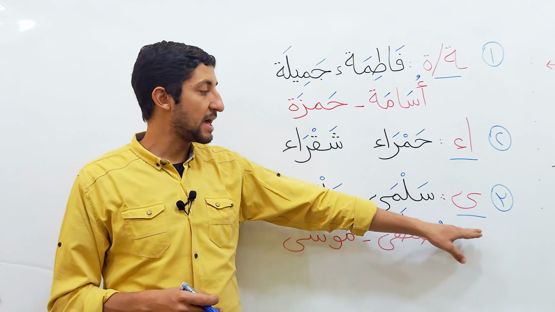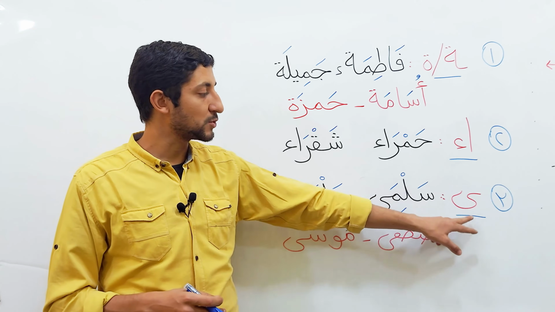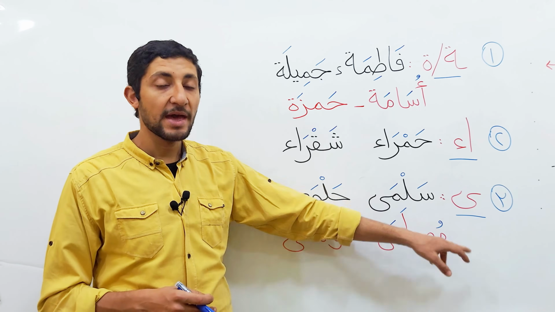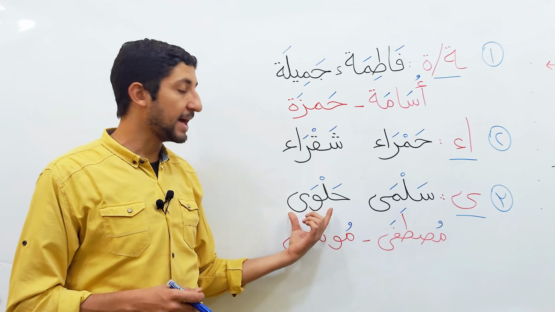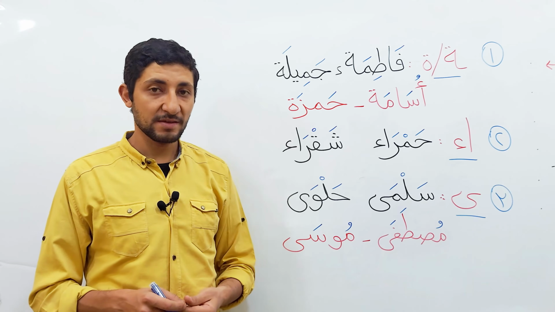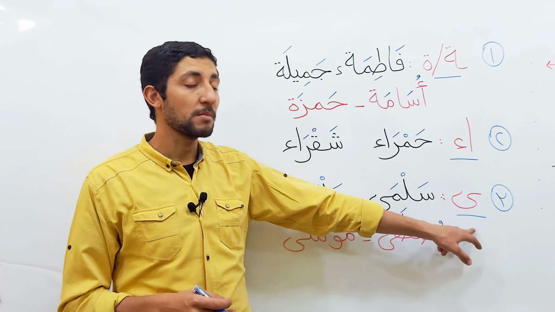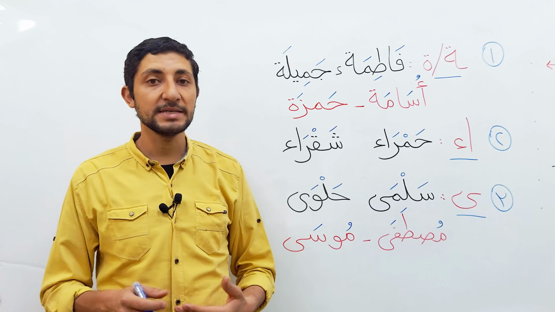And lastly, we have الألف المقصورة, which looks like the letter ياء but without the 2 dots below. And we pronounce it as ألف, like سلمى, حلوى. But there are also some words that end with الألف المقصورة but are masculine, like مصطفى and Musa and even عيسى.